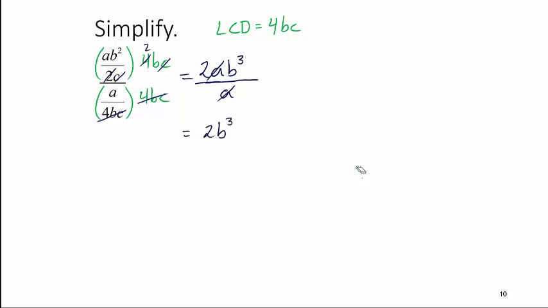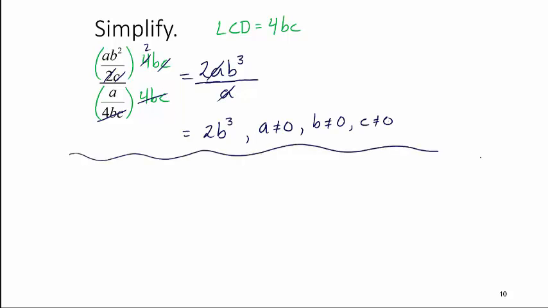Okay, and I would also say, take note of the restrictions, right? I just canceled an a out, so a can't be 0, and a was part of the big denominator to begin with, so a can't be 0. And b and c were both part of denominators in the original expression, right? So I would say b can't be 0 and c can't be 0 either. Okay, so some domain restrictions.